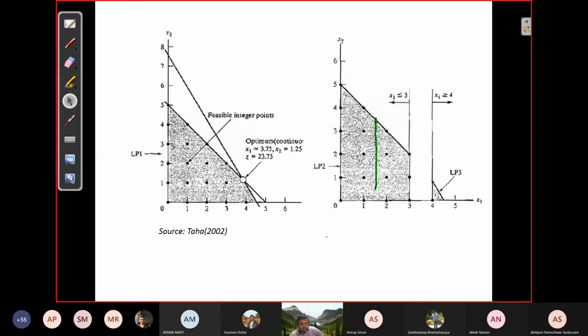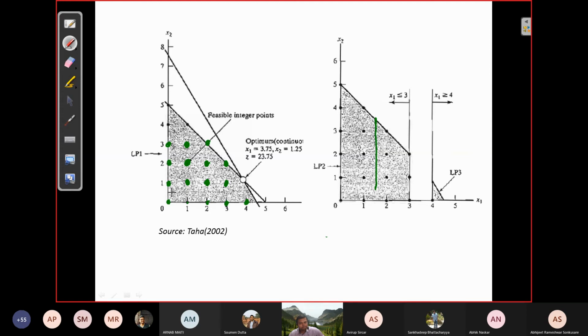Here x1 and x2 are both integers. So only the black dots that you are seeing in this picture are feasible solutions. Do you agree with it or not? You see these dots? Yes, sir. Then why am I saying the entire shaded region is not feasible anymore? Because if you take anything outside the dots, it will be a continuous variable and take a fractional value, which means it is infeasible. So in integer programming, this is the peculiar thing, that only discrete points are feasible.